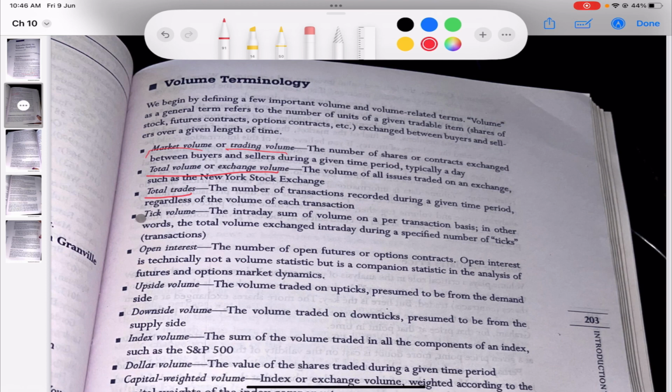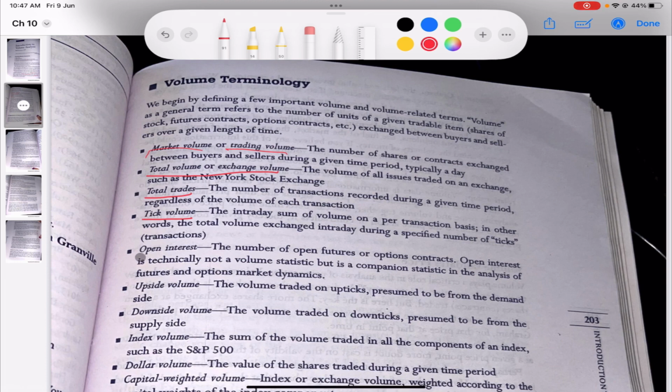Now I have something known as the tick volume. The intraday sum of volume on a per transaction basis. In other words, the total volume exchanged intraday during a specific number of ticks. So ticks is basically the transaction. So this is the transaction volume.